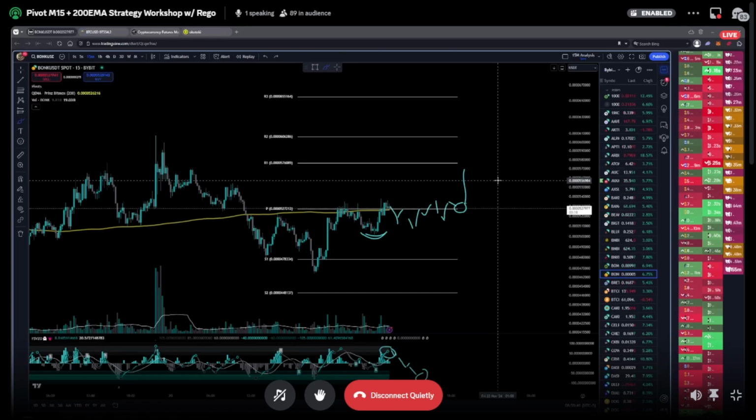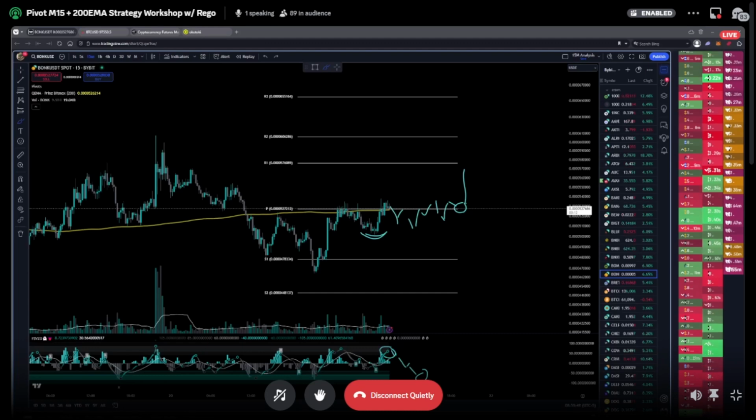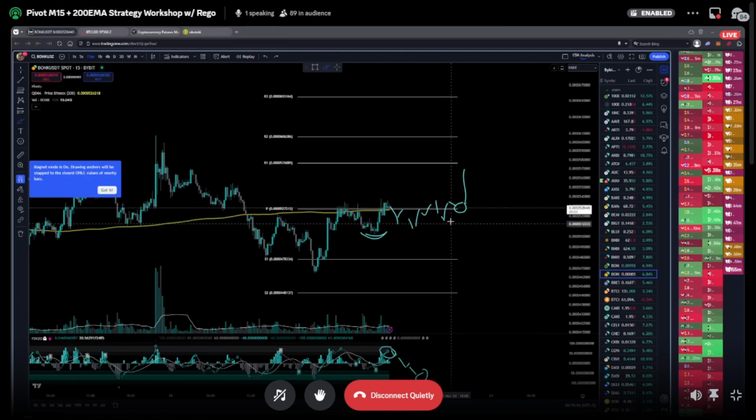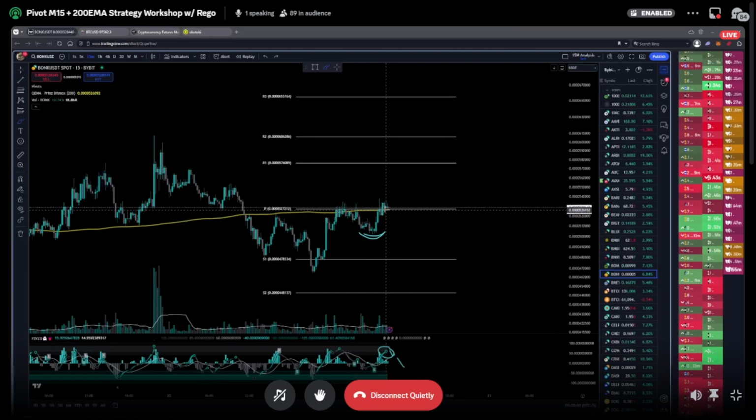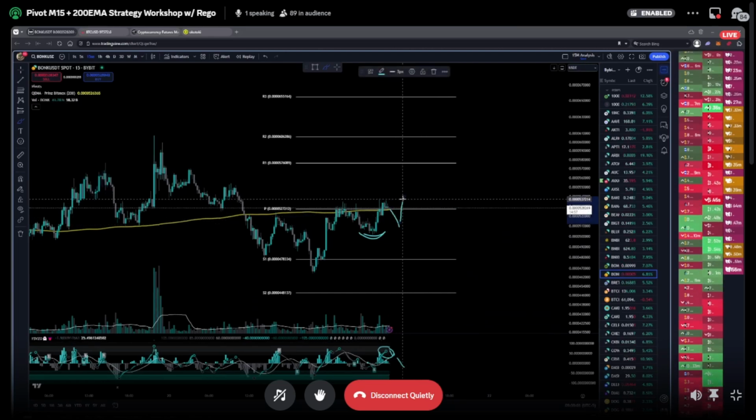But this is a beautiful example. I want to thank someone for bringing it up. This is like a real life example of what I'd be looking for on an intraday strategy. And again, maybe this is exaggerated. What I really want to see is this. Something like this, pop back above, and then I think it does something like that, and then it goes.